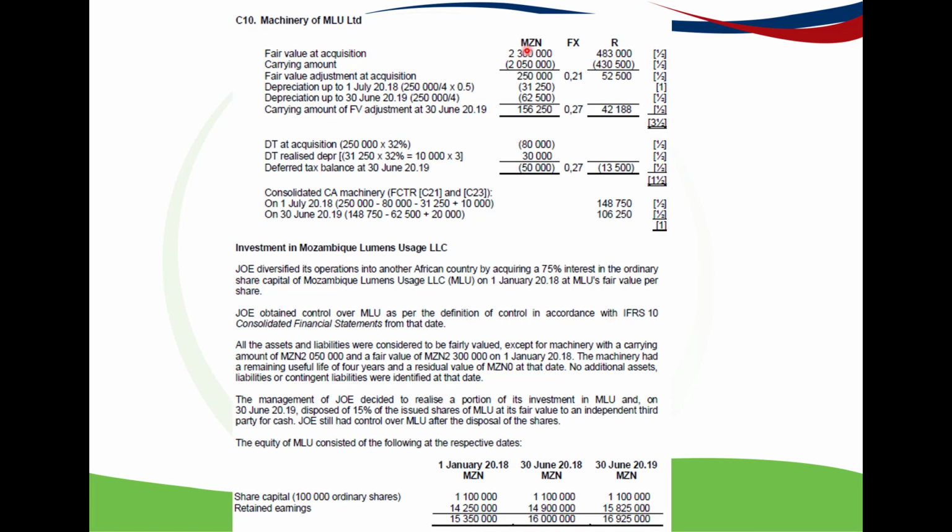Then it's the machinery of our foreign operation, where we had the fair value adjustment at acquisition at the closing rate. We've had the subsequent depreciation, and then at year end we know what the carrying amount of that fair value adjustment is. Using the closing rate, we get our Rand value, and then of course the deferred tax will be recognized in the deferred tax asset line item.